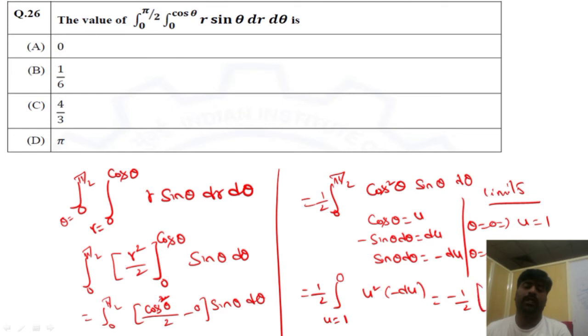So minus 1 by 2 taken outside, u cube by 3. So the integral of u square is u cube by 3, from 1 to 0. So this is minus 1 by 2. For the upper limit this is 0, and for the lower limit this is minus 1 by 3. Minus 1 by 2 into minus 1 by 3, this is 1 by 6. So the answer will be 1 by 6. Okay.